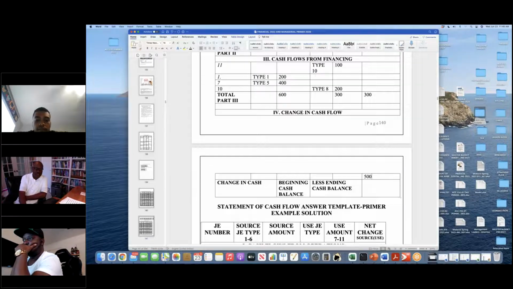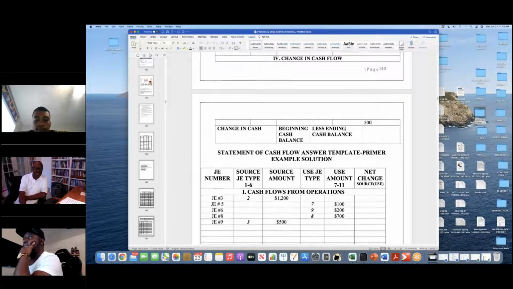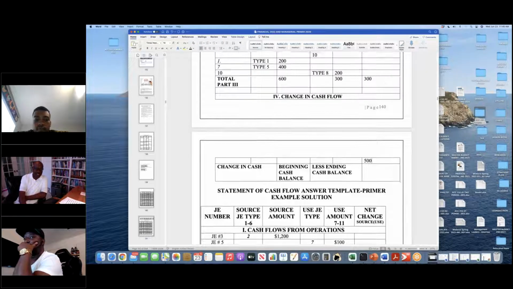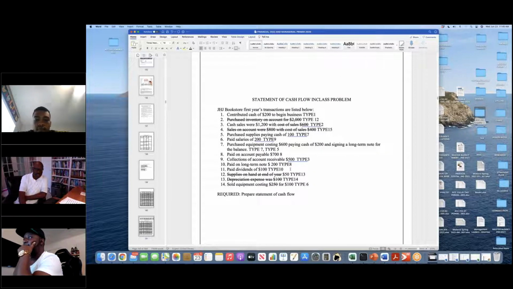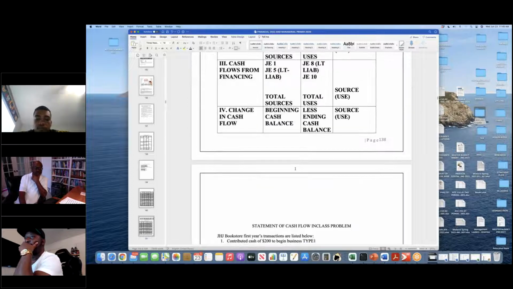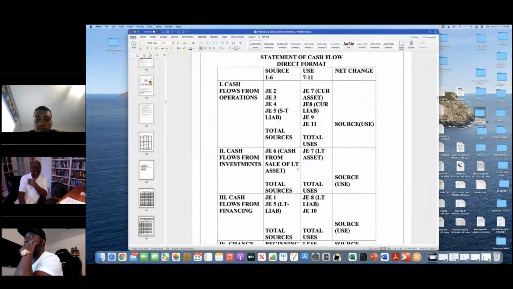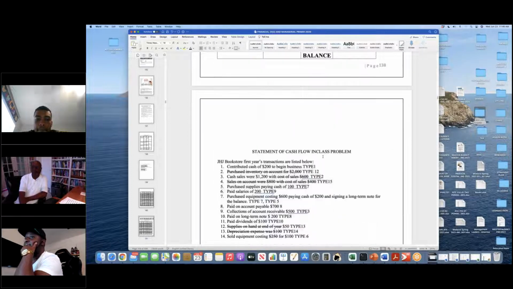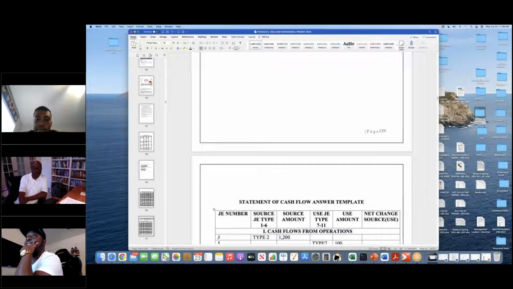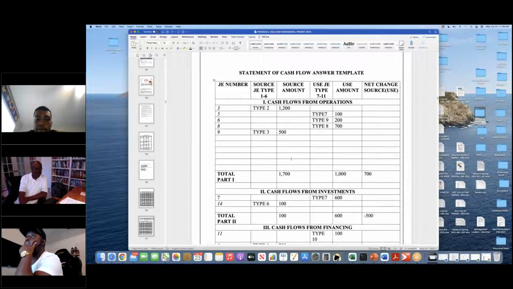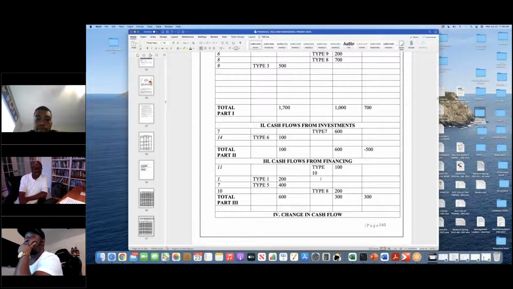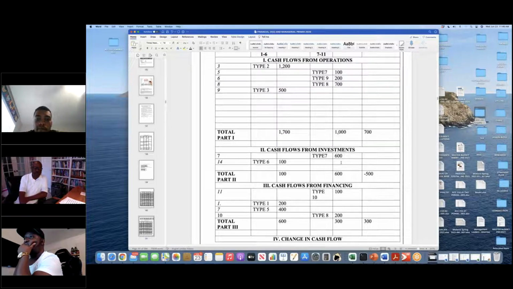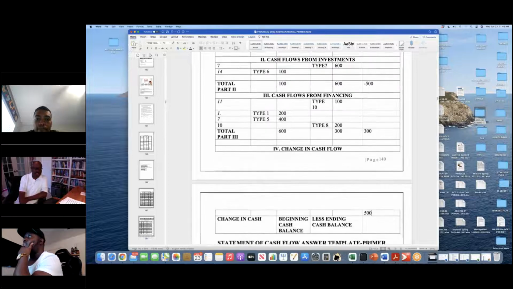So that's how we do a statement of cash flow. We determine transaction types. We scratch those that are not 1 through 11. And using this chart, we put them on this template. And then we determine what our sources and uses of cash flow are.